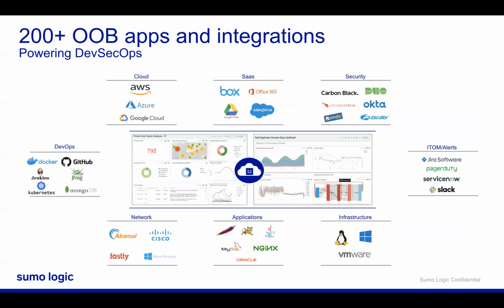Then, as we talked about, we have out of the box integration with a lot of famous tools and solutions around the world. Whether you're on public cloud or any kind of SaaS solution, specifically on the security side, we have more than 50 integrations, like your firewalls, your antiviruses, etc. And on the network, application or infrastructure side also, we have a lot of integrations already built in, so that you can make use of them rather than reinventing the wheel every time.